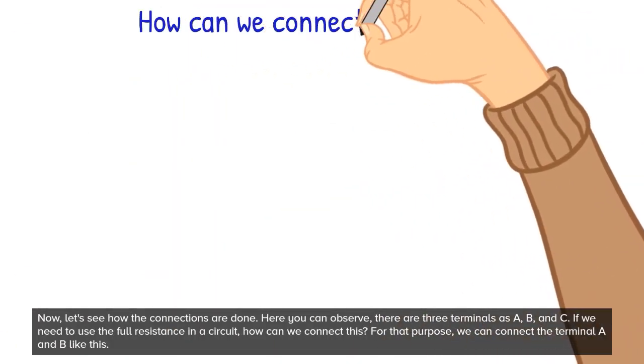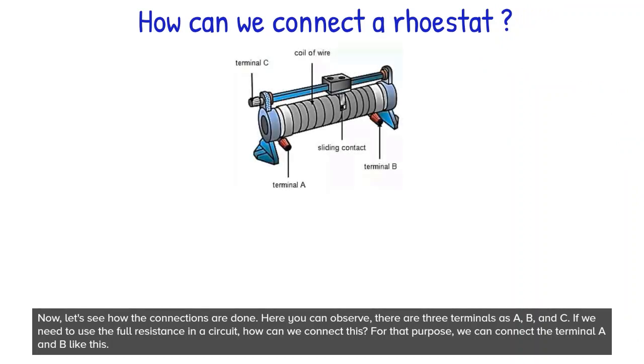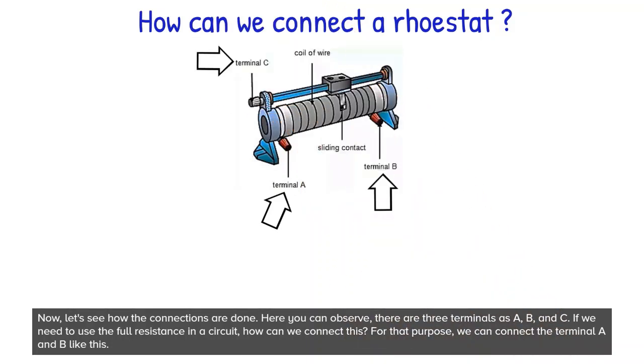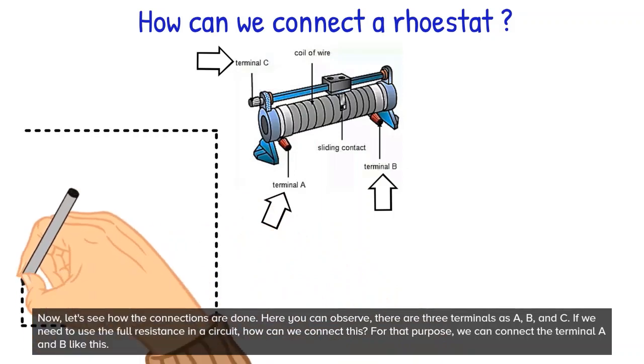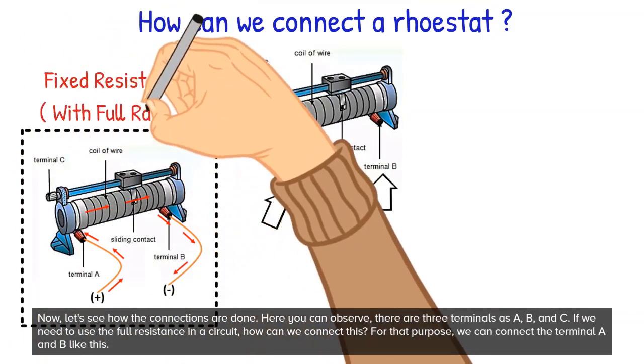Now, let's see how the connections are done. Here you can observe, there are three terminals as A, B, and C. If we need to use the full resistance in the circuit, how can we connect this? For that purpose, we can connect the terminal A and B, like this.